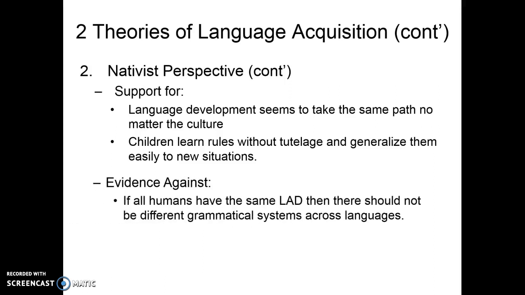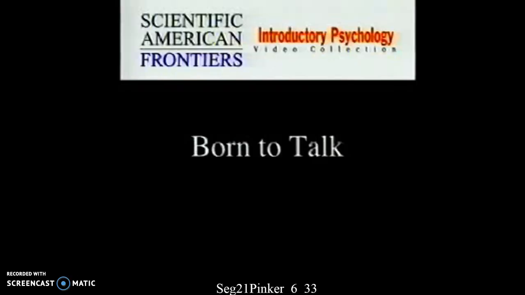Evidence against this. If all humans had the same language acquisition device, then there should not be different grammatical systems across languages. So we do learn language in basically the same order: sounds, one word, two word, etc. But there are still different elements that go along to each of the different languages. And so because of that, there's an argument that it's not something internal, because if it were internal, we should all be more similar than what we are.